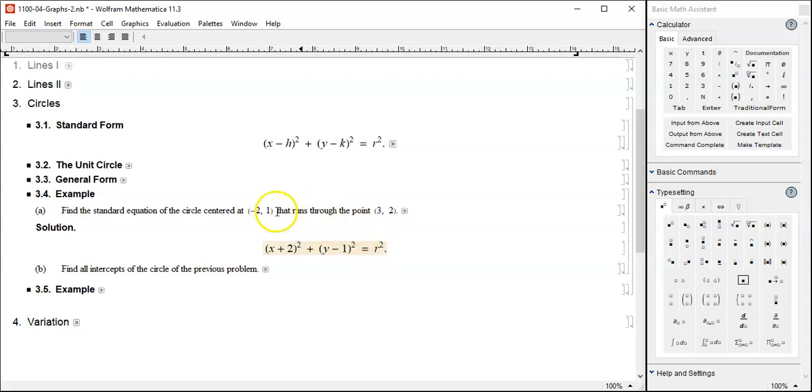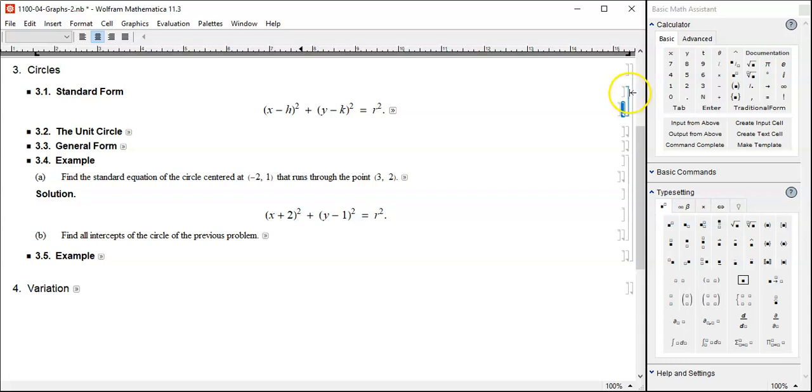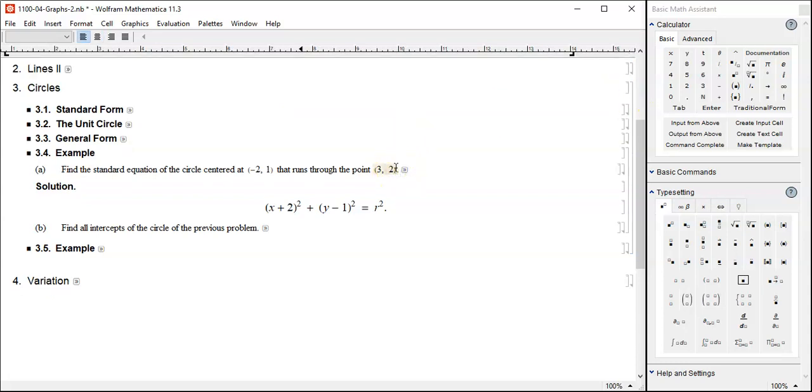Centered at (-2, 1), and then it runs through (3, 2). So is that enough information to tell you the radius? Yes, it should. What's the radius? That's the radius, the distance from the center to any point on the circle. And the point on the circle is given as (3, 2). So yes, you can find the radius from here. So what is the radius?